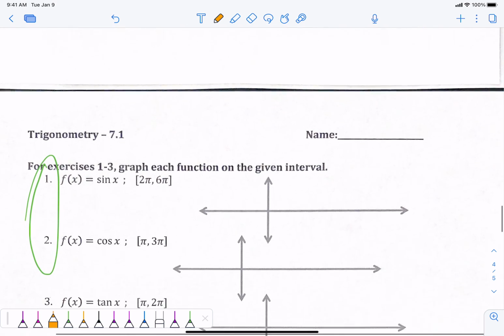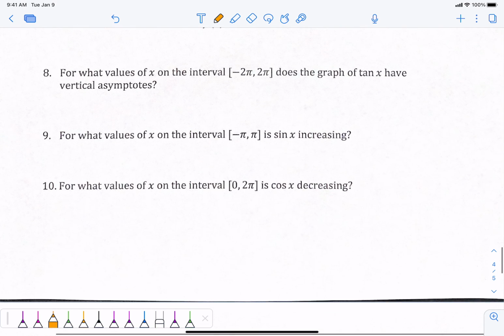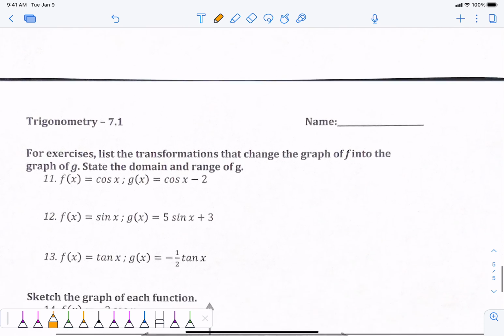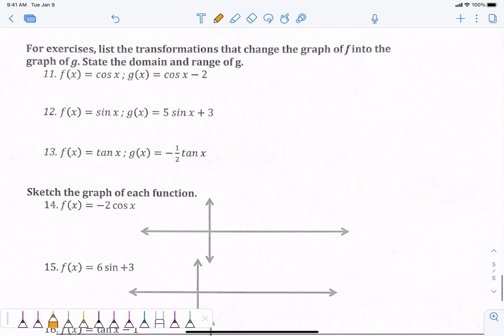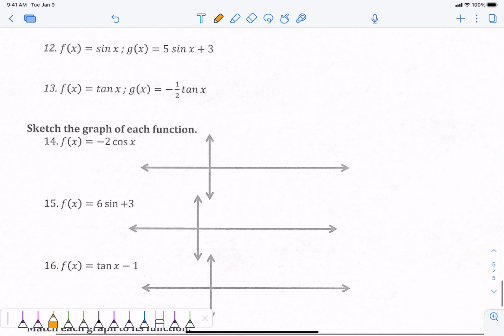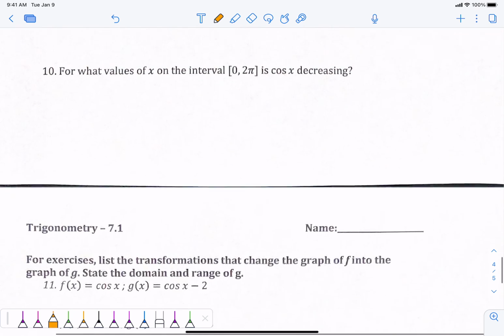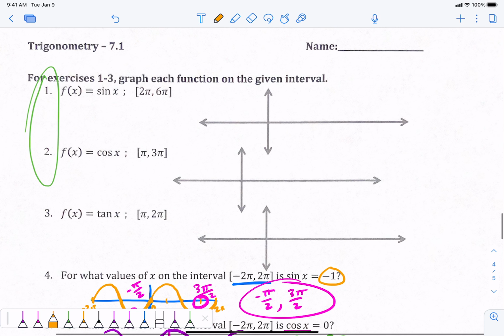Okay, so do you guys have your homework assignment? Do you know what you're doing? Yeah. All right. I think the only ones that you really have to graph are 14, 15, 16, and the first 3, which is just sine, cosine, and tangent. Those are the only graphing ones.